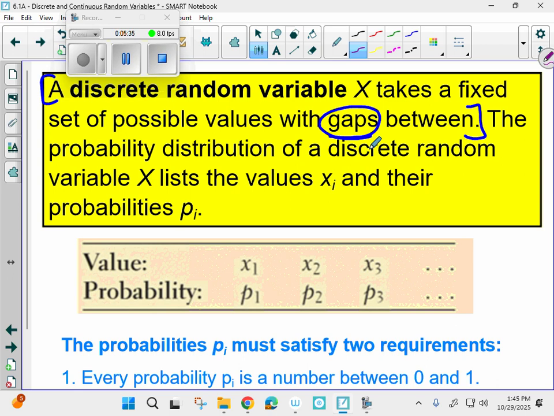In other words, for the number of heads in 3 coin tosses, can you get 2.5 heads? You cannot. Can you get 2.1 heads? You cannot. All right, you either get 0, 1, 2, or 3. That means there's a gap in between. It's like a fixed number, and you can't have some in-between value like a fraction or a decimal, all right?